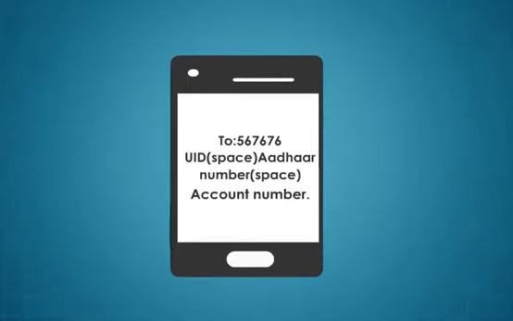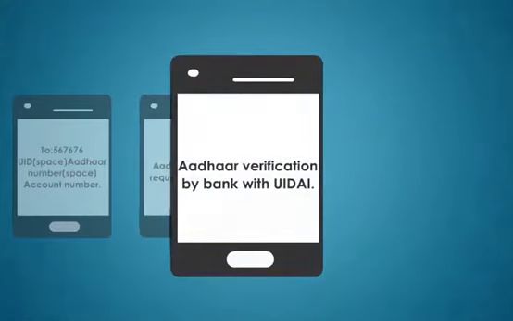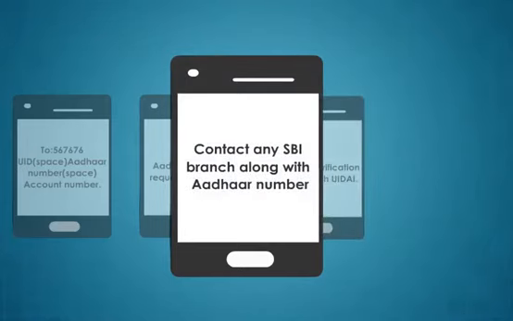If the mobile number is not registered, or in case the Aadhaar is already linked to the account, an SMS reply will be sent to you. If your mobile number is registered with the bank, you will receive an SMS confirmation of the seeding request. Then the Aadhaar number will be verified by the bank with UIDAI. In case it fails verification, an SMS will be sent to the customer to contact any SBI branch along with the Aadhaar number or e-Aadhaar.